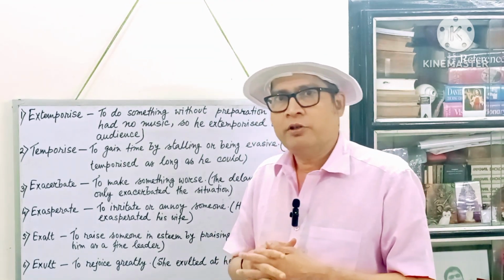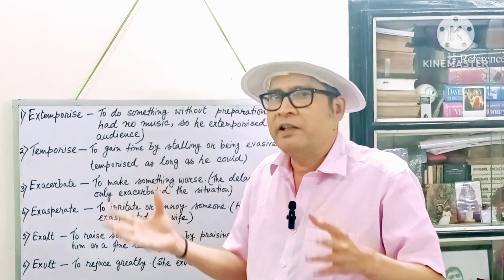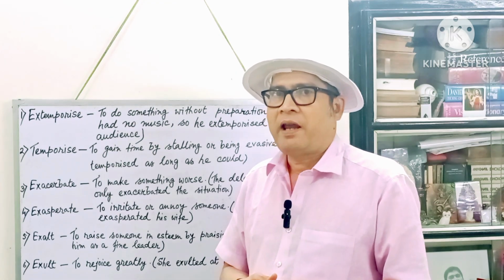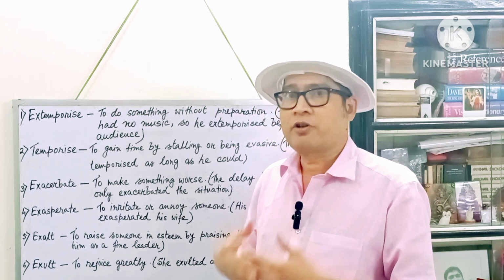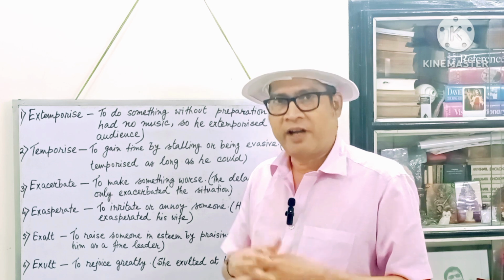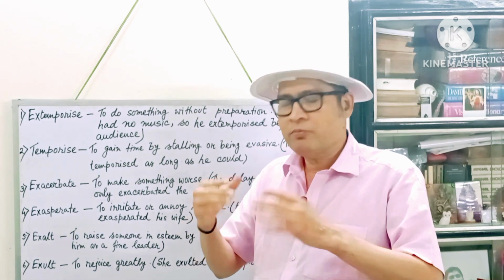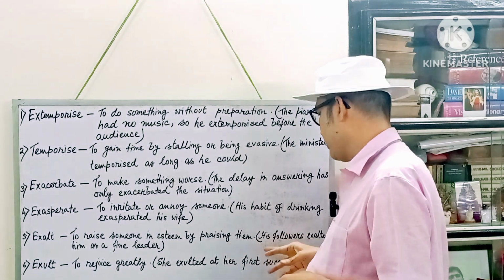You love that person, so you are magnifying the qualities that the man has. Thereby, what you are trying to do is exalt that person, raise that person in esteem by praising that person. Let's look at the example sentence.